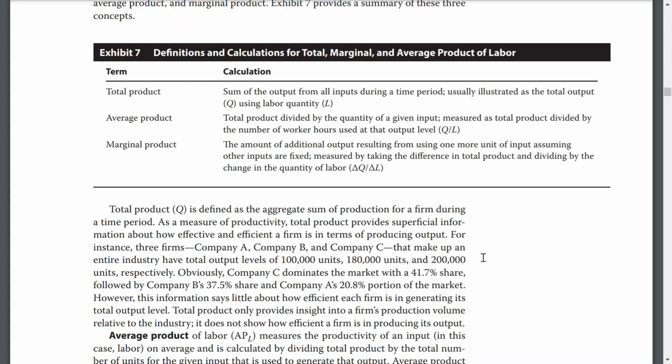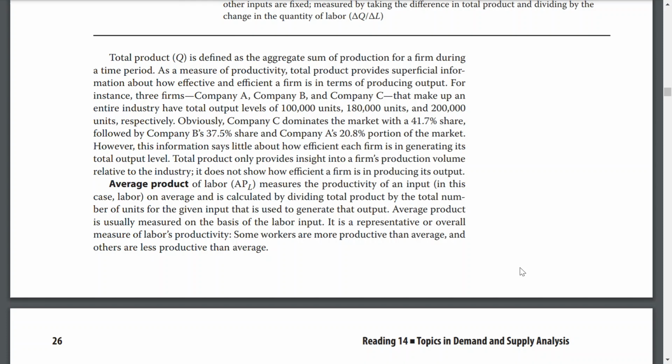However, this information says little about how efficiently each firm is generating its total output levels. Total product only provides insight into a firm's production volume relative to the industry. It does not show how efficient a firm is in producing its output. Average product of labor, or APL, measures the productivity of an input. In the case of labor, it is calculated by dividing the total product by the total number of units of the given input that is used to generate that output.